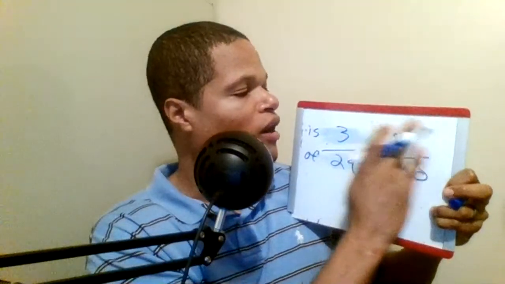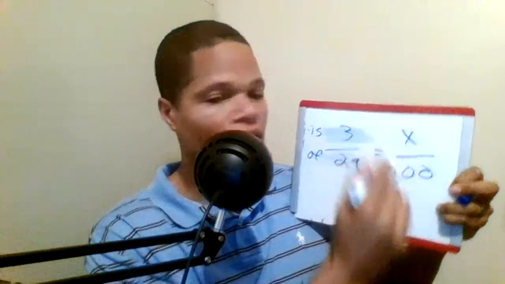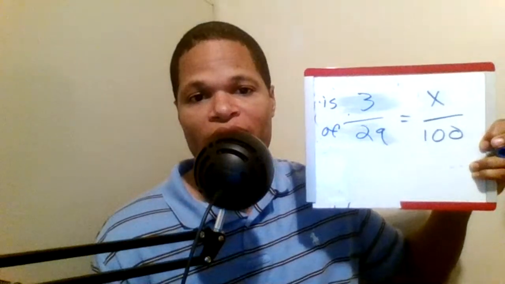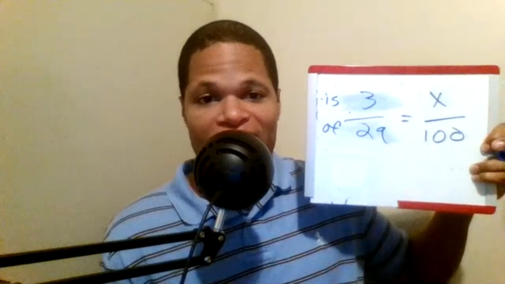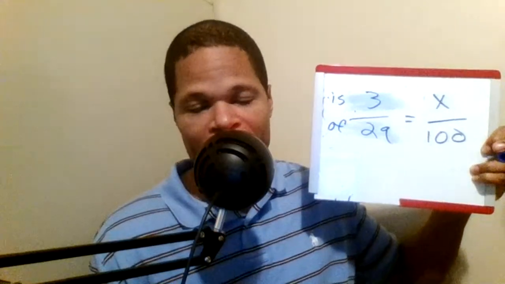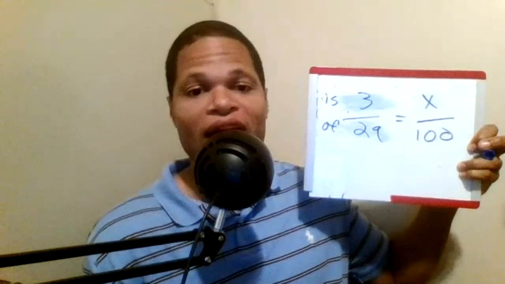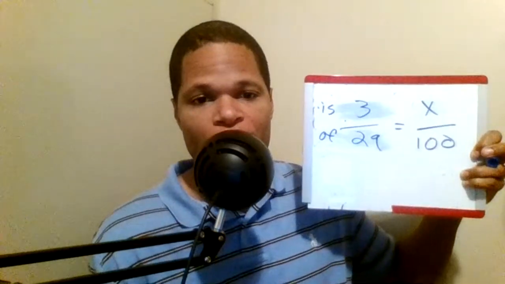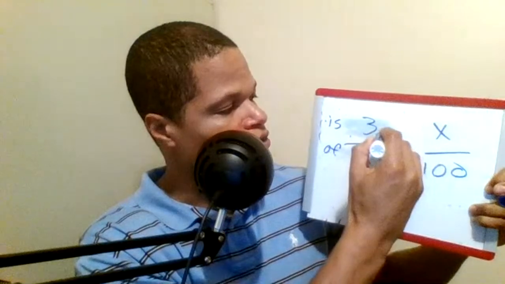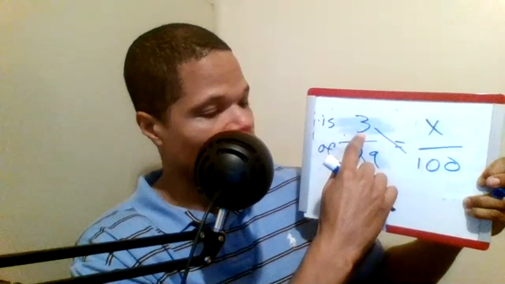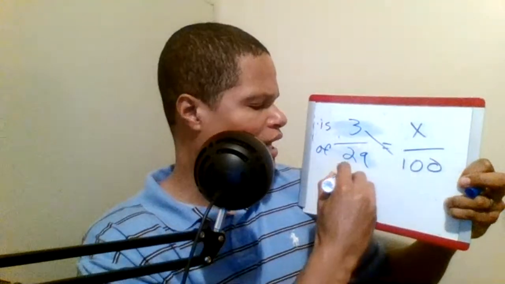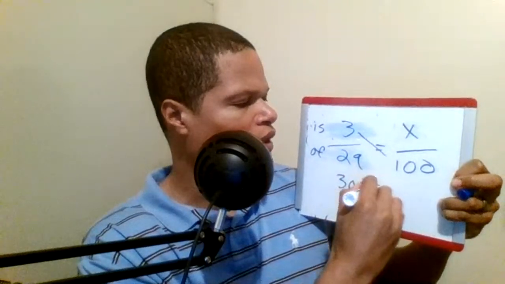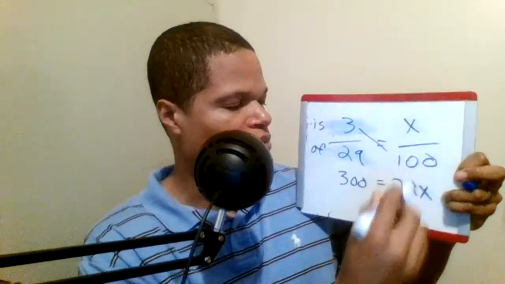We don't know the percentage, and if I don't know something in algebra, we put a variable there. Let's solve for it. The other thing we talked about was how to solve this proportion once you have it set up. Once you know you've got the numbers in the right spot, you cross multiply and divide. Diagonally, 3 times 100 is 300, and 29 times x is simply 29x.